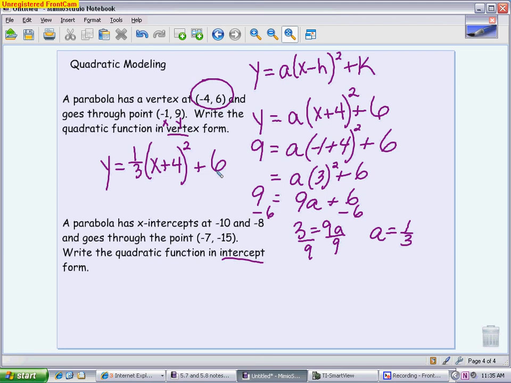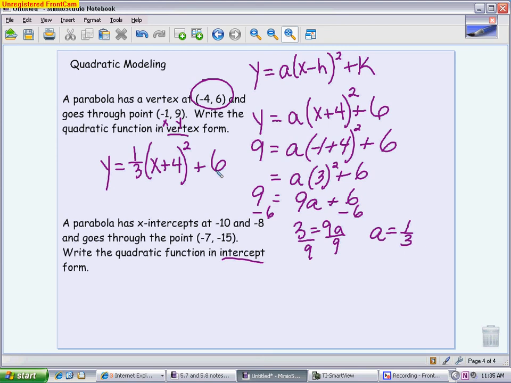What you should see is a parabola that opens up, because we found the a value to be positive. We should also see the vertex is at -4, 6. We also should see that it does look like it goes through the point -1, 9. Or you could use your trace button, your value button, to see that when you plug -1 in for x, you get 9 out for y. So you have that visual way to check your work.